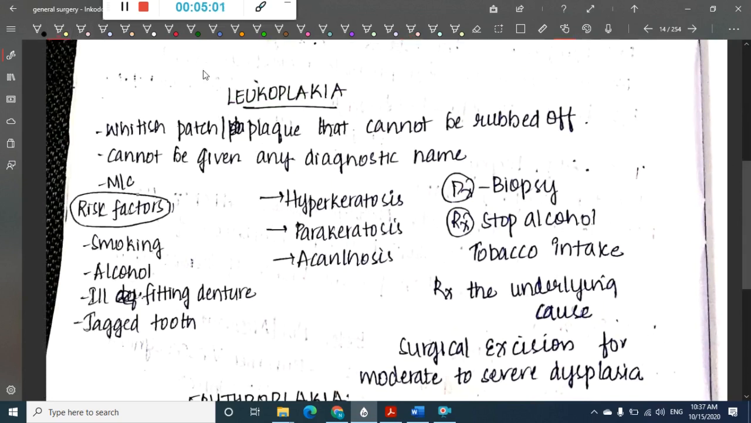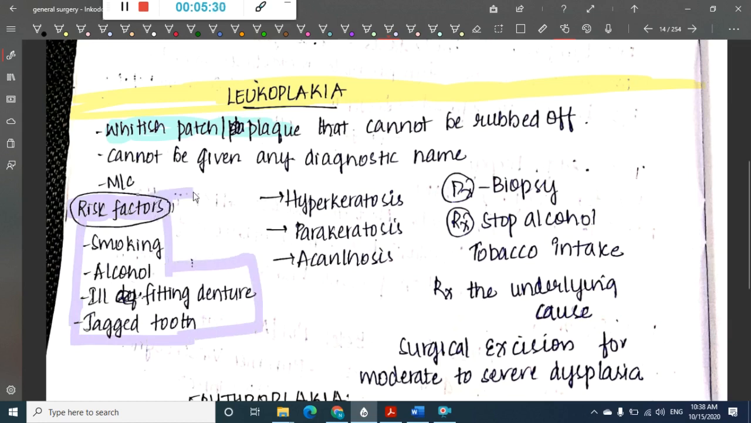First we will see a few points about leukoplakia. What is leukoplakia? Leukoplakia is a white patch or white plaque that cannot be rubbed off and cannot be given any other diagnostic name. If you see the risk factors, leukoplakia is most commonly seen in smokers. It is most commonly seen in smoking, alcoholism, ill-fitting dentures, and jagged tooth.